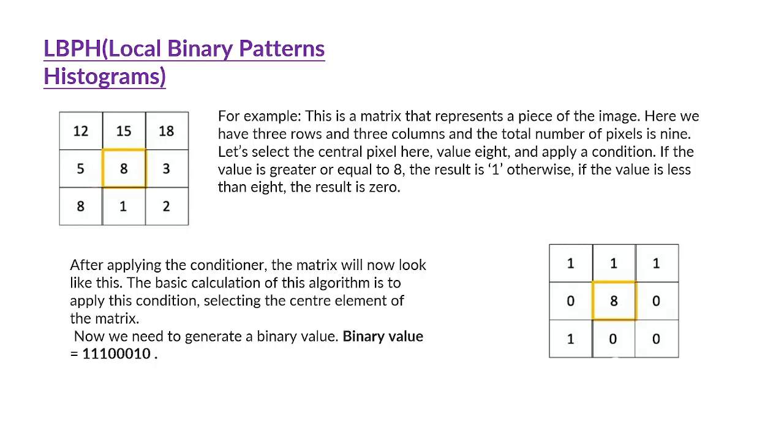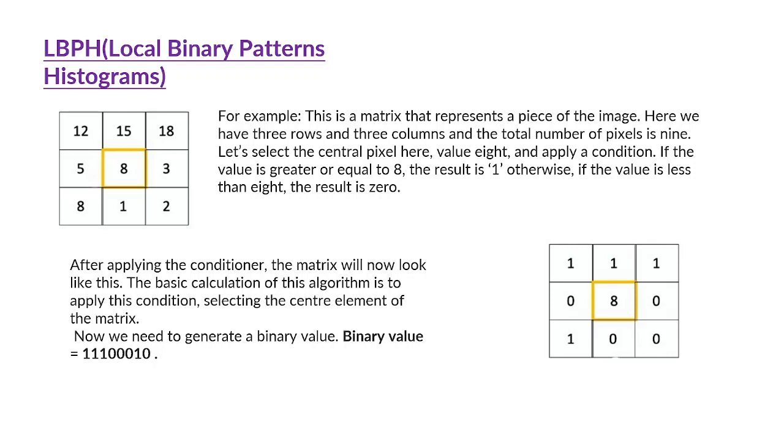Now as we got to know what an image is and how it is divided into pixels, we'll come to our main algorithm, that is LBPH. For example, I have taken this matrix, which represents a piece of the image. In this matrix there are 3 rows and 3 columns, that means the total number of pixels here is 9.